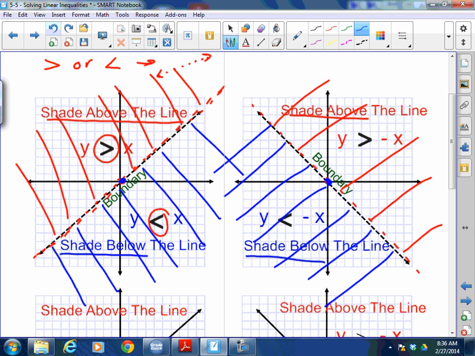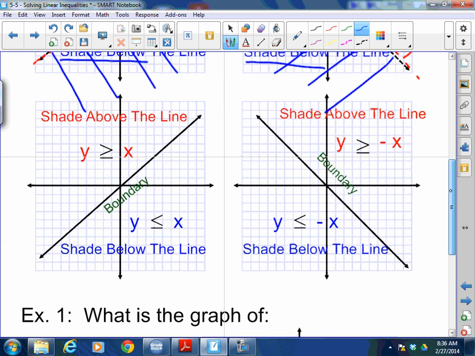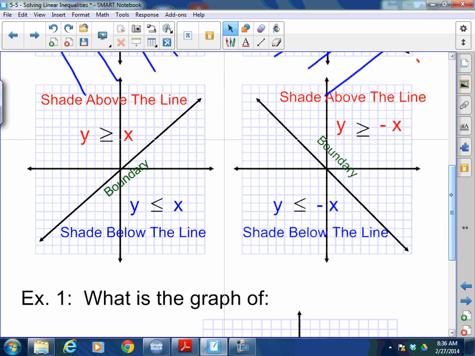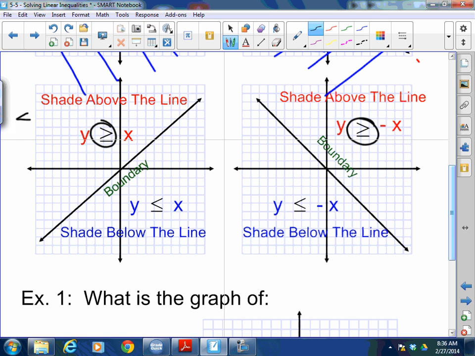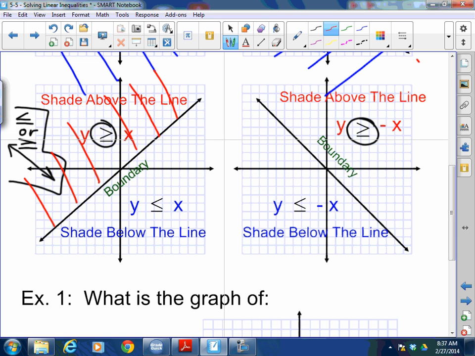Nice and easy. Same exact shading procedure, but now, if you notice, if I have a greater than or equal to, or a less than or equal to, I have a solid line. Not a dashed line, but a solid line. Same shading though. If I have y is greater than or equal to x, I'm going to shade above the line. Find the y-intercept, shade above it.